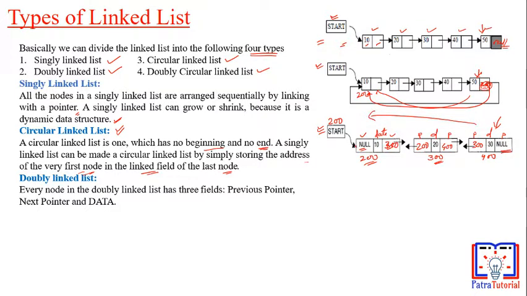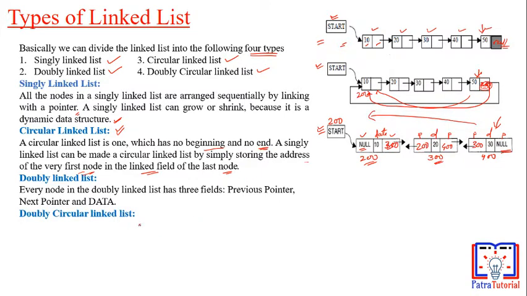So this was one of the disadvantages of singly linked list, right? Traversal or reverse traversal was difficult, but now in this case we can traverse very easily because we know the address of the previous node also. Okay, and the fourth one is what?